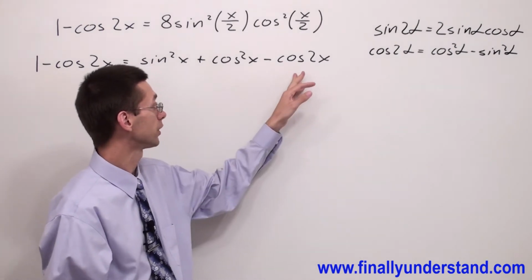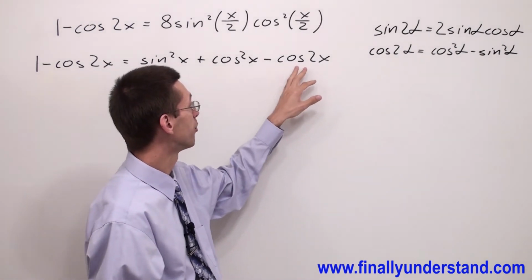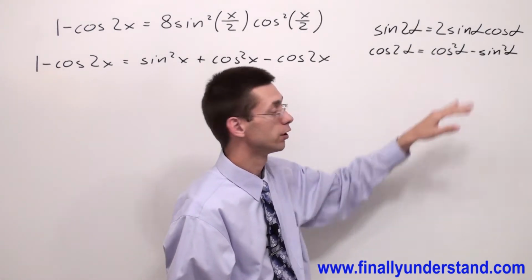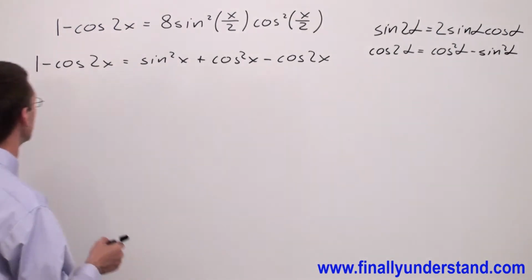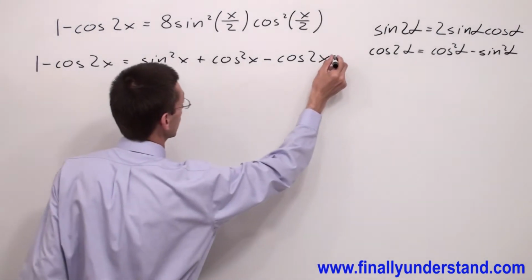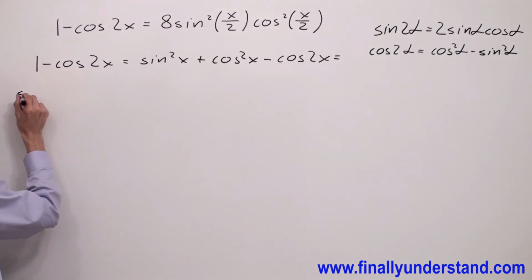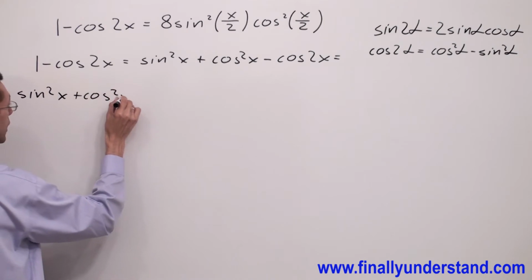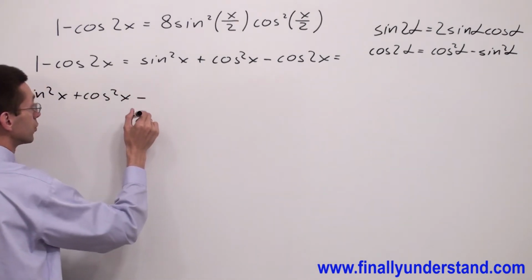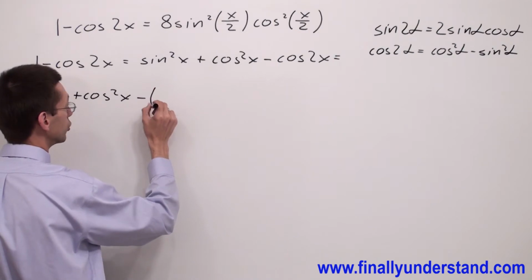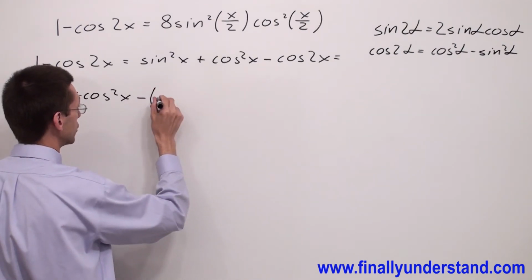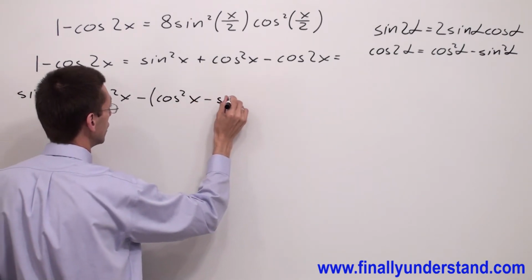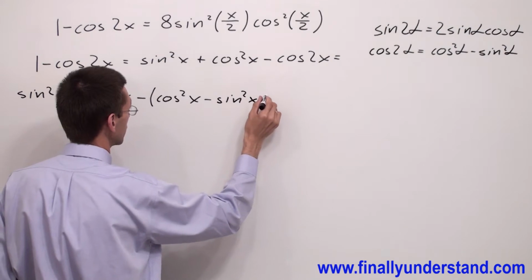Please notice that we have cosine of twice an angle. So what we can do with it, we can use the formula and expand this to cosine square angle minus sine square angle. Let's take a look at what we are going to obtain from it. Of course, this is equal sign. And I have sine square x plus cosine square x minus, and I'm going to have inside of the parentheses cosine square x minus sine square x.